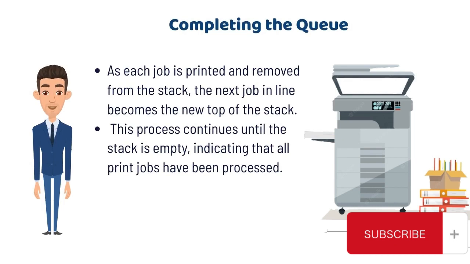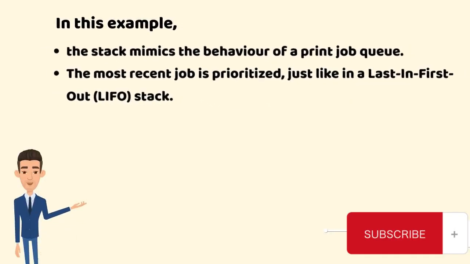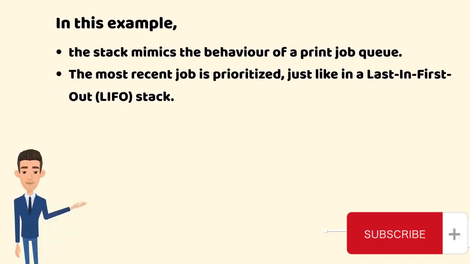Completing the queue. As each job is printed and removed from the stack, the next job in line becomes the new top of the stack. This process continues until the stack is empty, indicating that all print jobs have been processed. In this example, the stack mimics the behavior of a print job queue. The most recent job is prioritized, just like in a last in first out (LIFO) stack.